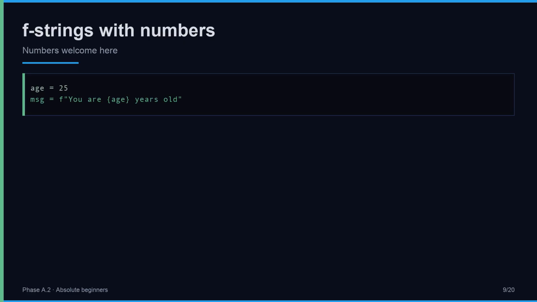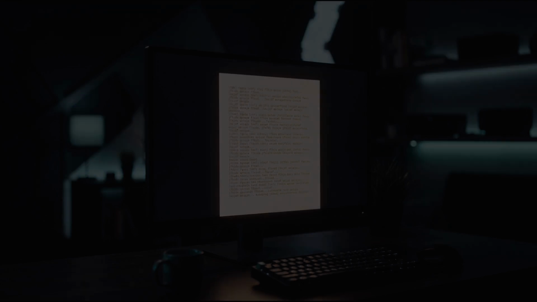F-strings happily take numbers too, with no conversion needed. Age holds the number 25, and the f-string reads "you are 25 years old". The number is inserted into the text automatically. This is why f-strings beat joining with plus, they handle any type without complaint. You write the sentence the way you want it to read, drop values into braces, and Python does the rest. Numbers welcome here.